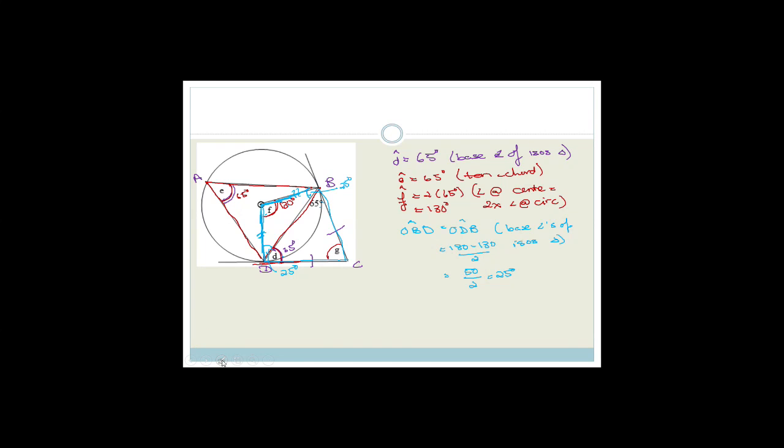Let's just change color again because I'm really getting irritated with this light blue. So we can say little g is equal to 360 degrees minus bracket 130 plus 65 plus 25 plus 65 plus 25. And now I am going to get out my calculator.